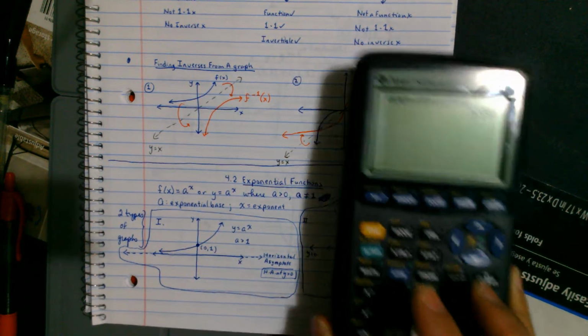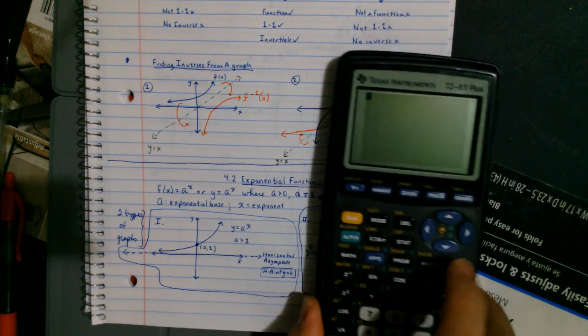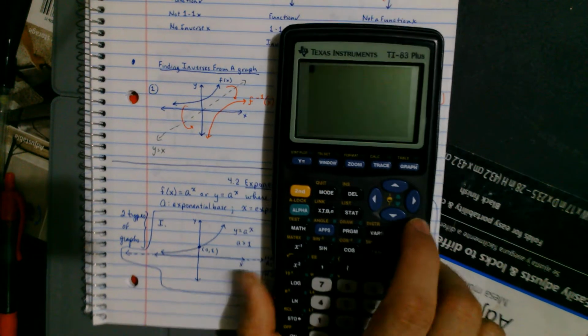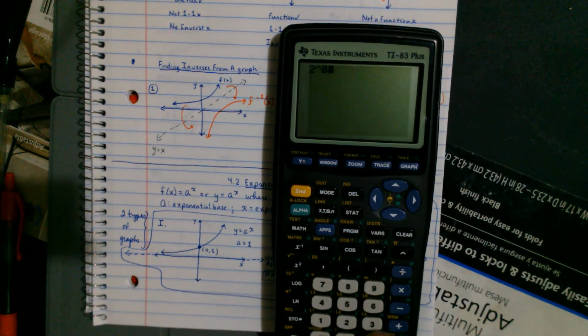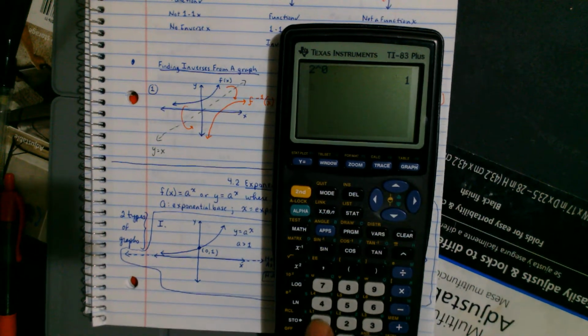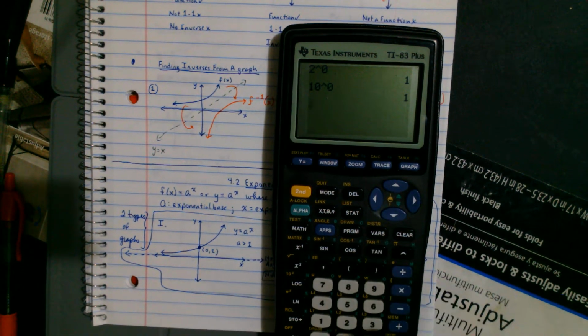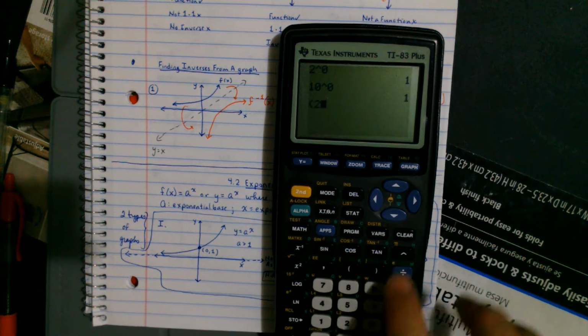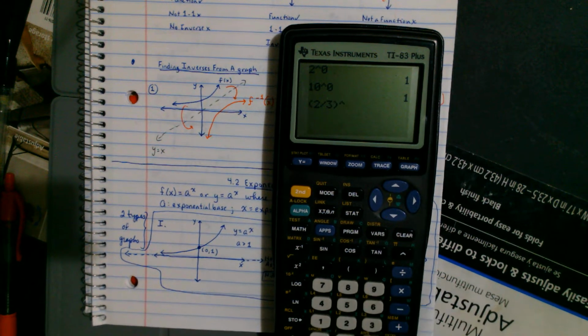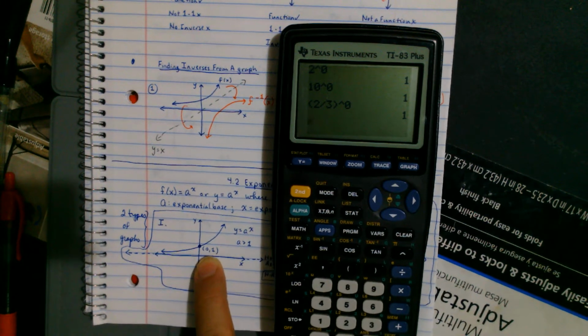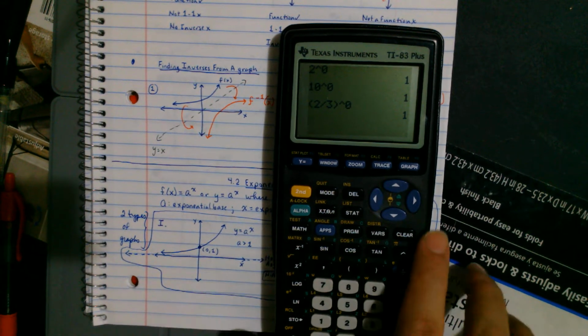This is another value here. Now, it turns out that anything to the 0 power is 1. It doesn't matter as long as it's not 0 to the 0 power. So you could take 2/3 maybe. Anything to the 0 power is 1, so that's why they're always going to pass through 0, 1, the base graphs. Just want to point that out.